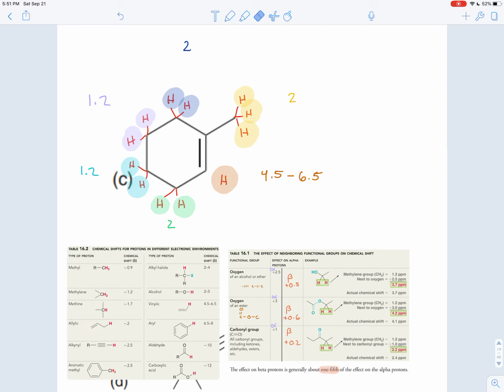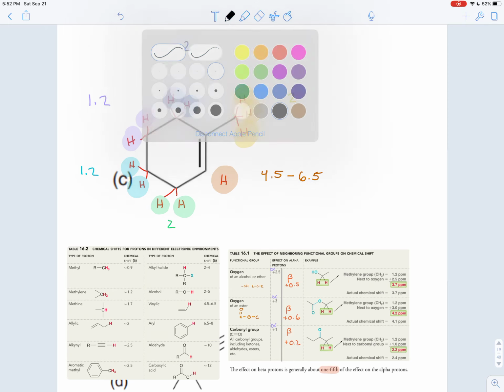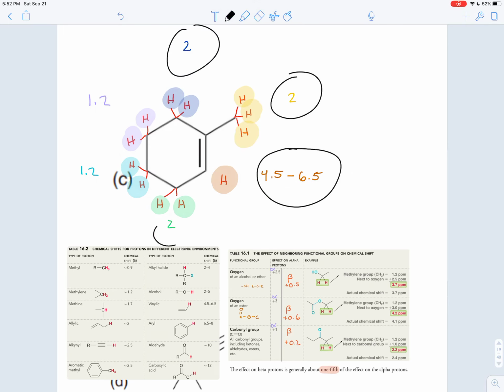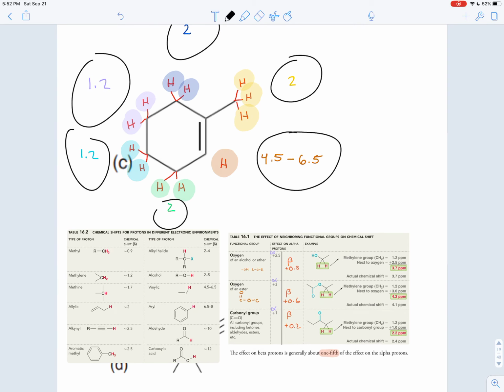Now, those are the average signal shifts, the chemical shifts for those. But we do have to consider if any of those shifts are changed by electronegative atoms nearby. But we do not have an alcohol, an ether, an ester, or a carbonyl anywhere in the molecule, so these shifts don't change. And those are the places where you'd expect to have these 1, 2, 3, 4, 5, 6 peaks in the NMR spectrum.